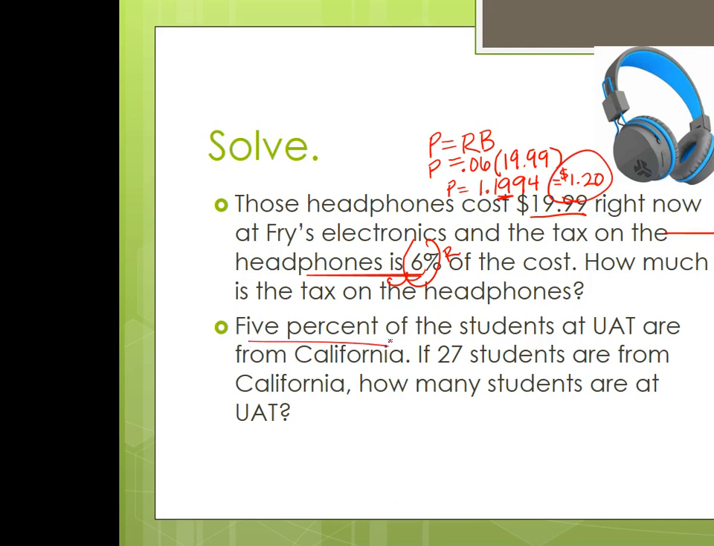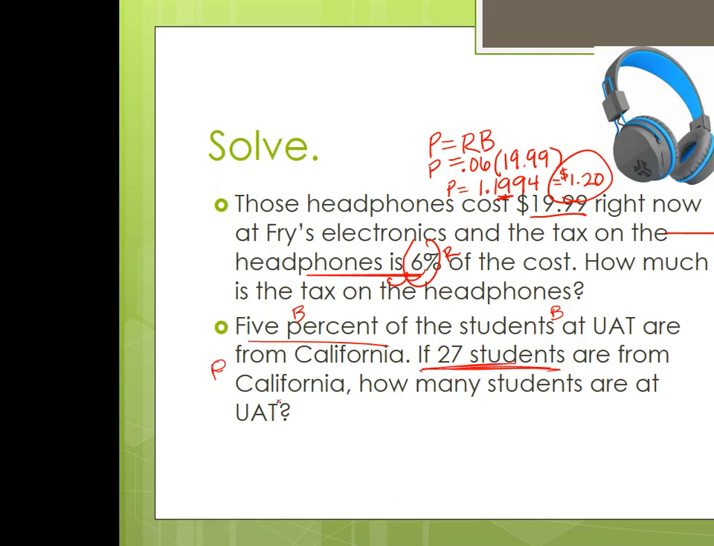Okay, next one, 5% of students at UAT are from California. 27 students are from California. How many students are there? Okay, so 5%, that's my rate. Now, look at this carefully. 5% of the students at UAT, so the base is the students at UAT, are from California. So the California people, that's the portion. That's a percentage of the total students.